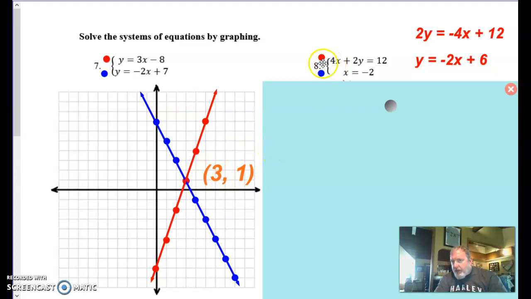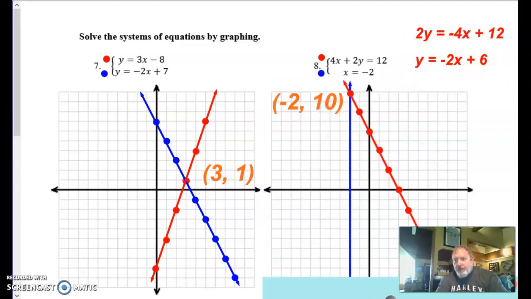Our first equation here will be in red. Notice this is not solved for y, so I had to move the x. I subtracted the 4x over, and then I divided all of this by 2 to get this equation right here. That's your slope-intercept equation. And so now when we look at this graph, we will go to +6.